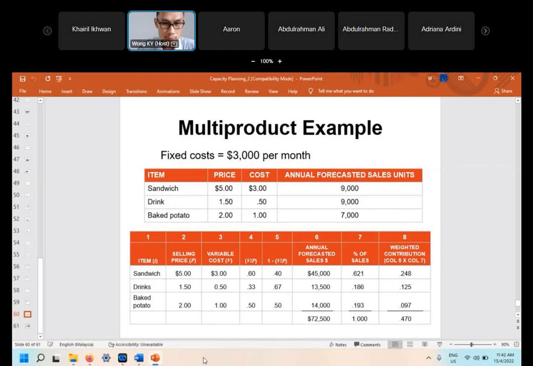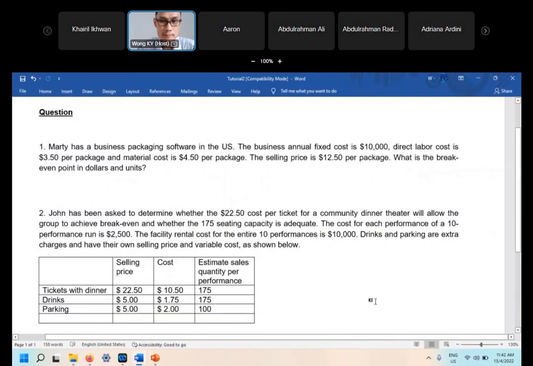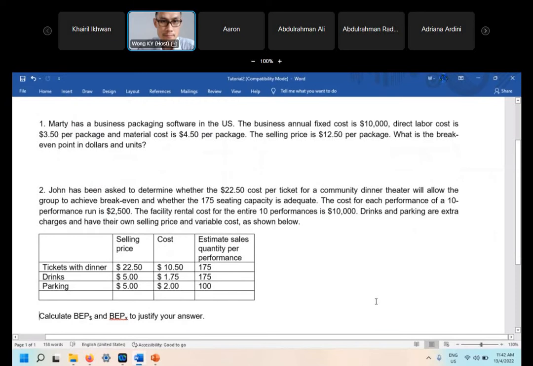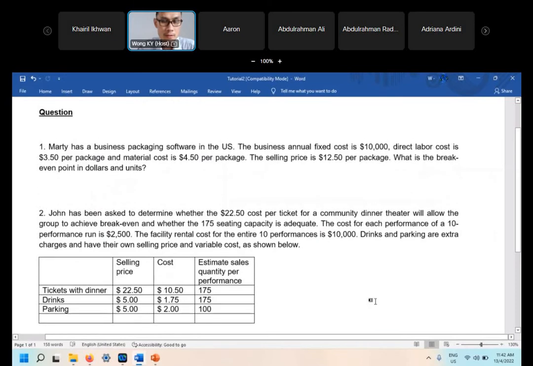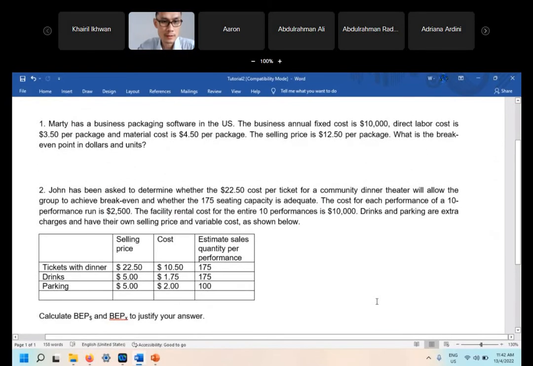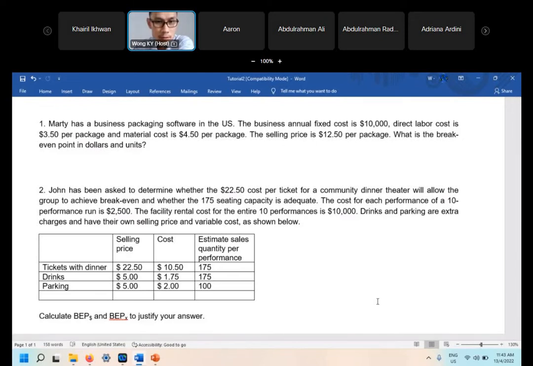Okay, so if no question, then I would like you to do this. I just want to make sure everyone understands. This is a tutorial question. I'll give you 15 to 20 minutes to solve these two questions, and after that, I will discuss the answer with you.